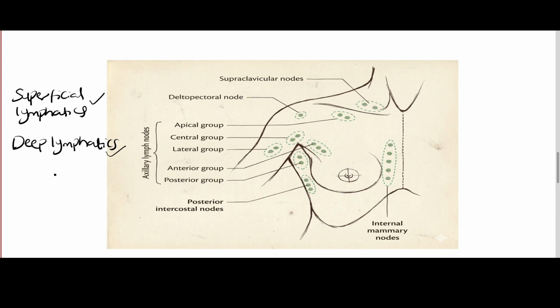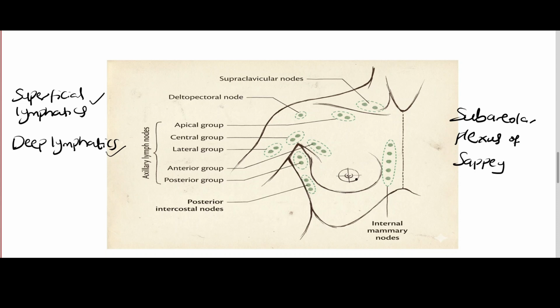Now there's another important point to note, that there is a plexus of lymph vessels located deep to the areola. This plexus of lymph vessels is called the subareolar plexus of Sappey. Let's write it here. The subareolar plexus of Sappey. So it's a plexus of lymph vessels that is located deep to the areola.